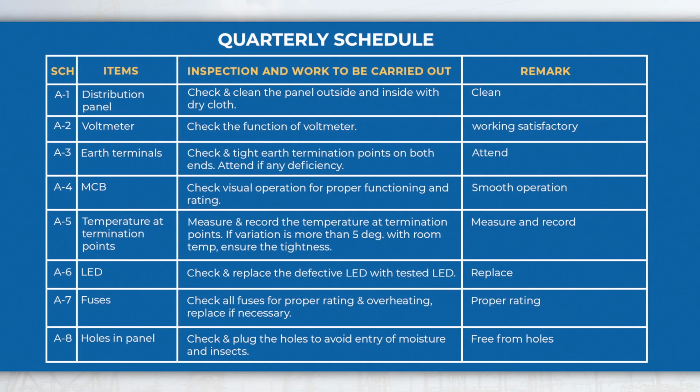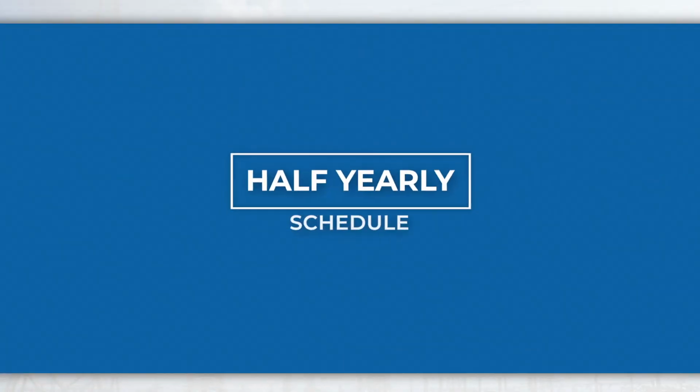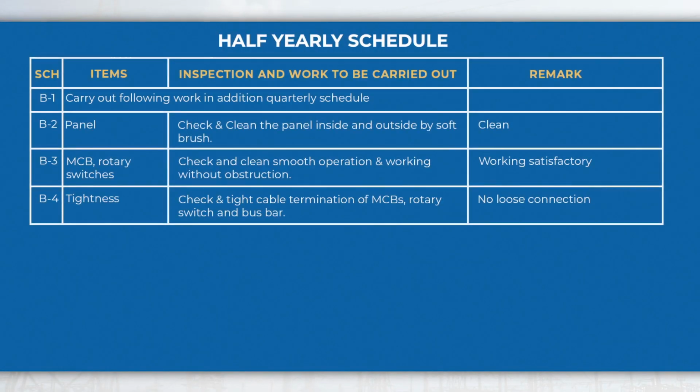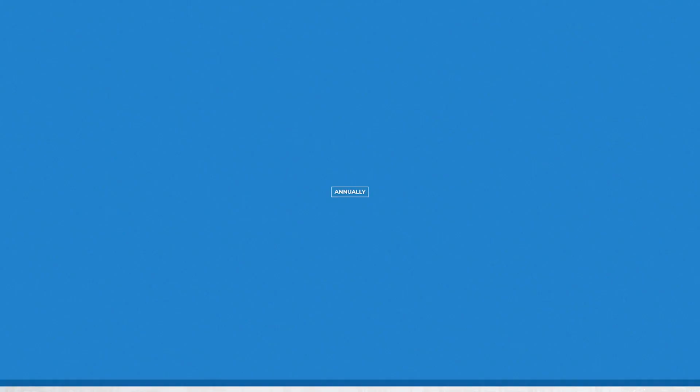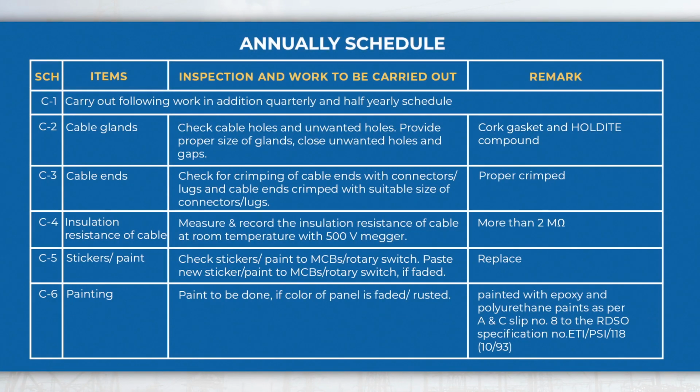Quarterly schedule. In the quarterly schedule, perform activities like measuring the temperature at termination points and checking the condition of fuse etc. Half-yearly schedule. In the half-yearly schedule, perform activities like checking and tightening all cable terminations etc. in addition to quarterly schedule activities. Annual schedule. In the annual schedule, perform activities like measuring the insulation resistance value of cable and checking of cable end etc. in addition to half-yearly and quarterly schedule activities.